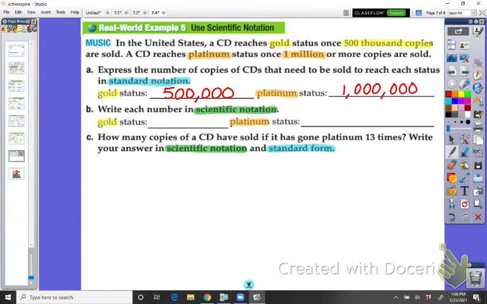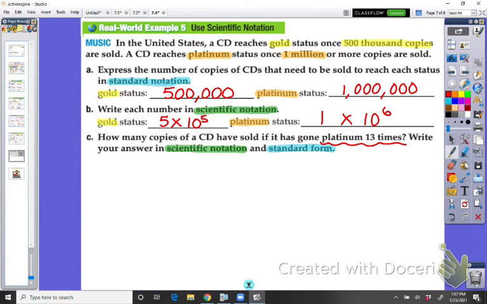We also need to write them in scientific notation. So this is 5 times 10 to the 5th power. And platinum is 1 times 10 to the 6th power. How many copies of a CD have sold if it has gone platinum 13 times? Write your answer in scientific and standard.